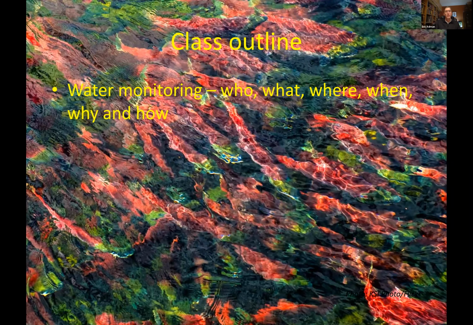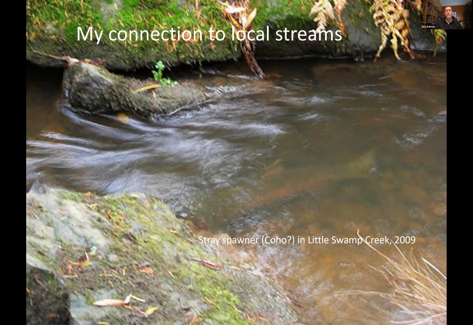So first of all, just a little bit about myself. My connection to local streams is that my wife and I moved to streamside property back in 1998, and we live on Little Swamp Creek. We've learned a lot about creeks because we live on the creek. We've learned that there's a lot of wildlife and a lot of really great things about living on a creek. And we've also learned that creeks have some issues. This is the one time we saw a large salmon come up our creek. We typically don't see that, but there's a lot of other things that live in a creek.